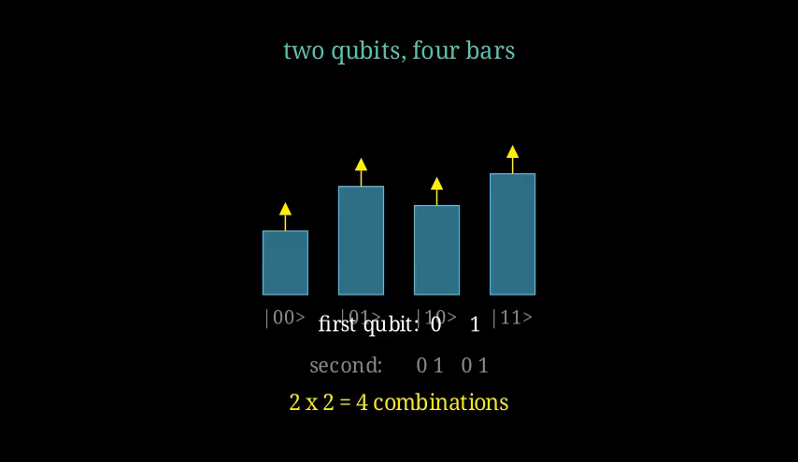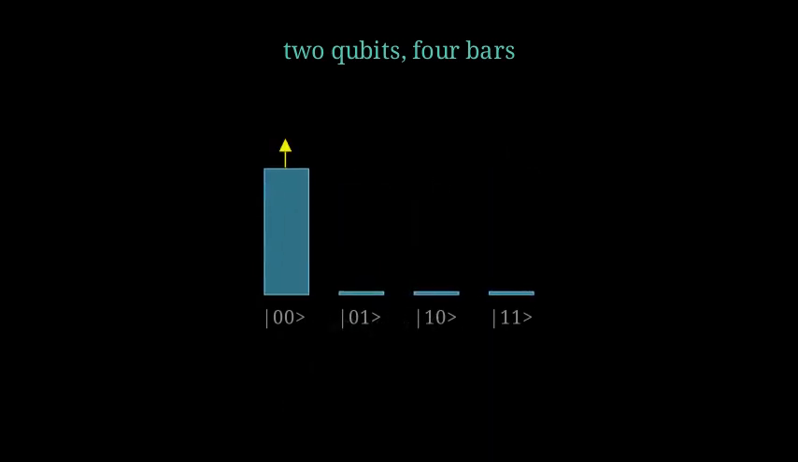Hold on to that doubling. It runs through this whole episode in 2 directions. It is where entanglement will hide, and it is the wall that makes these machines so hard to simulate. A fresh 2-qubit register starts in the 00 state. The first bar carries all the amplitude, and the other 3 are flat.